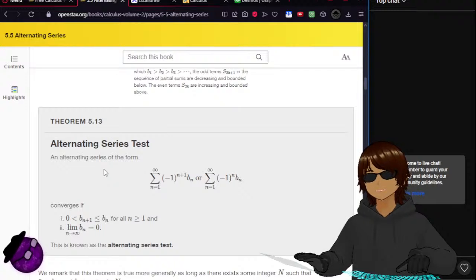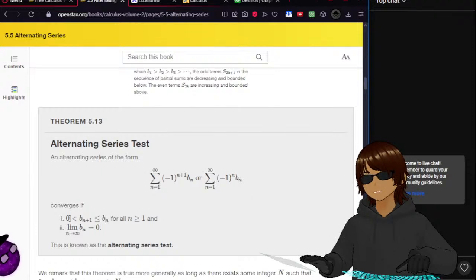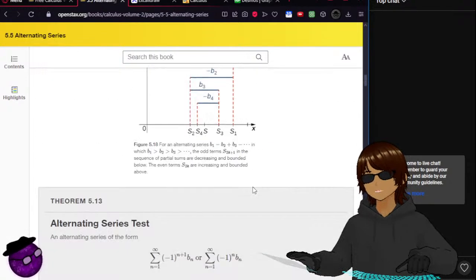An alternating series of the form minus 1 to the power of n plus 1 bn or minus 1 to the power of n bn converges if bn is decreasing and the limit of bn is equal to 0. Okay, yeah, that makes sense.